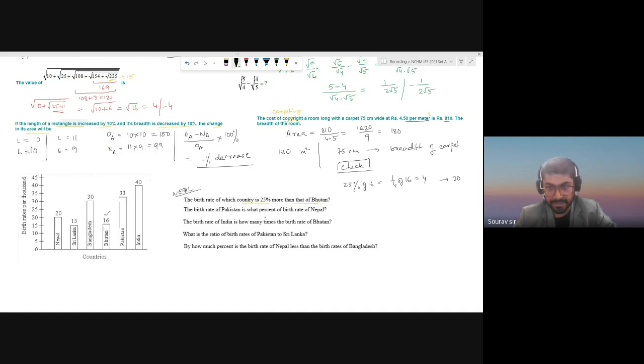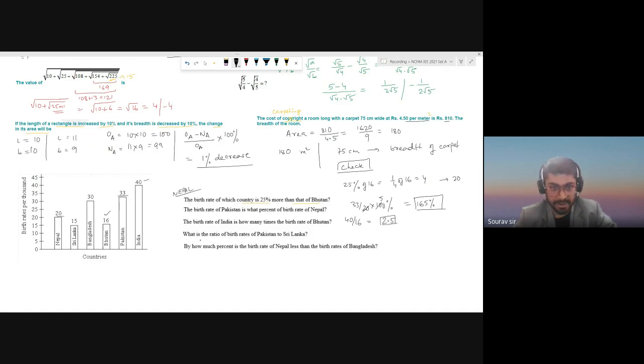So the birth rate of Pakistan is what percent the birth rate of Nepal? So Pakistan is at 33. Nepal is at 20. So you're going to have 33 by 20 into 100%. 20 will cancel. 5. So answer will be 165%. The birth rate of India is how many times the birth rate of Bhutan? Bhutan was 16, India is 40. Right? So how many times? 40 by 16. This is 2.5.